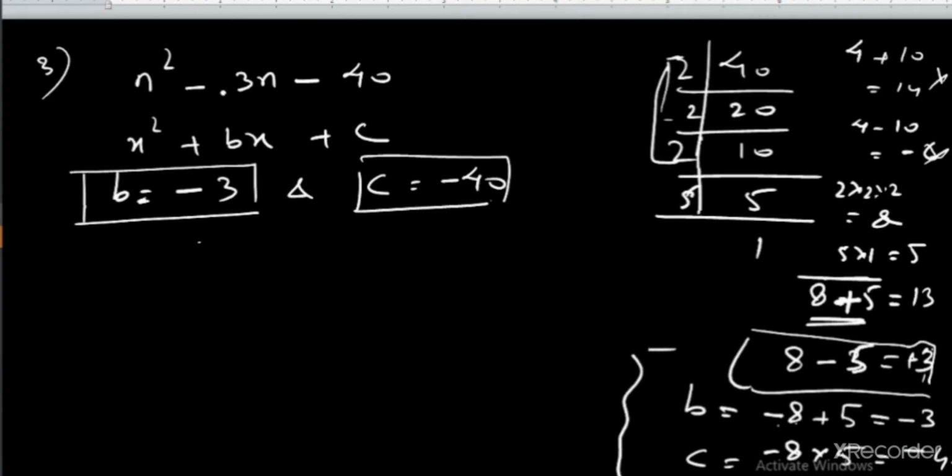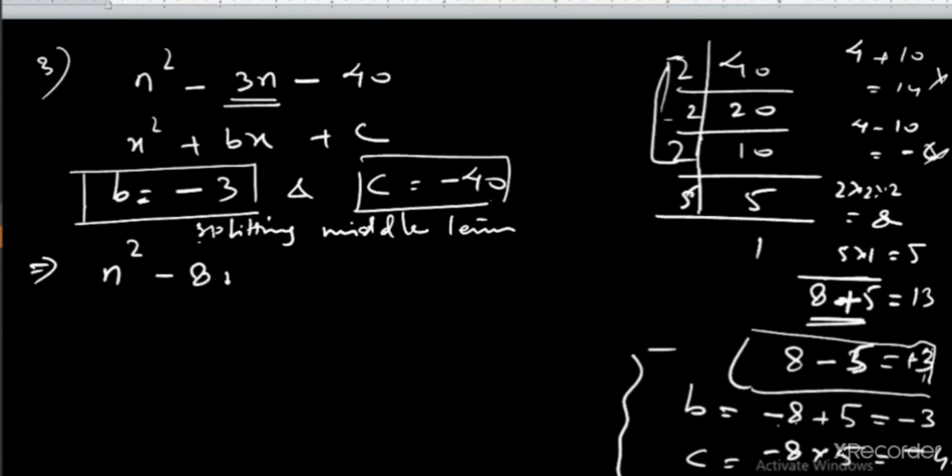What are we going to do next? We will just split this term, and instead of writing this term, we'll bring it in the form of this pair. So let's write. It could be written as n square after splitting the middle term. So it will be n square minus 8n, and whatever variable is there, please put that variable only. Here it is n. So I will write minus 8n and plus 5n.